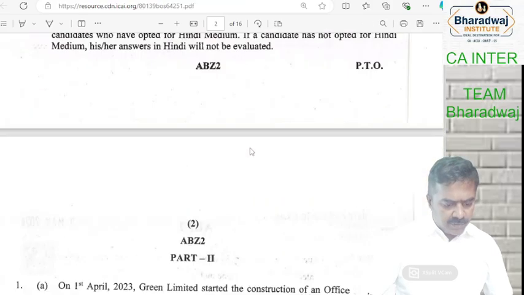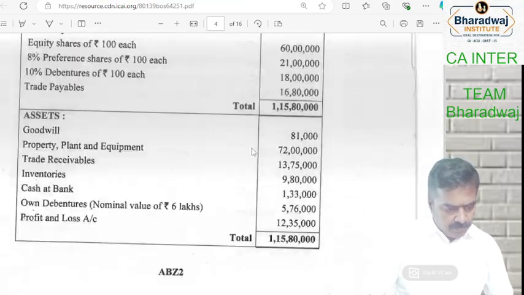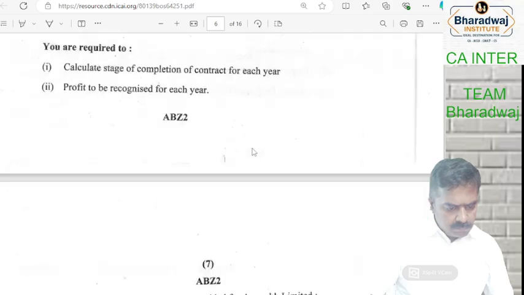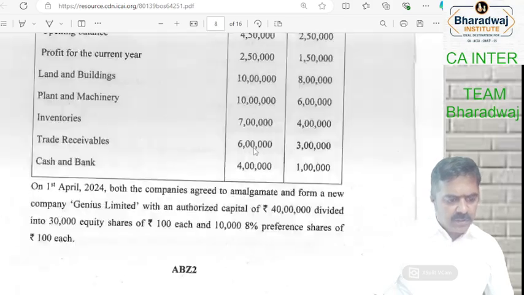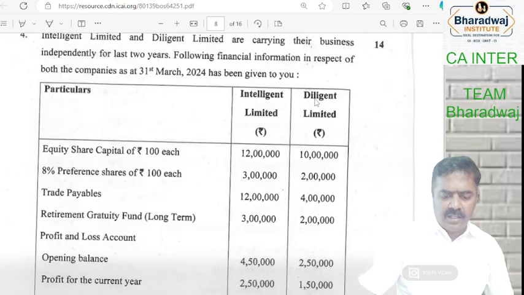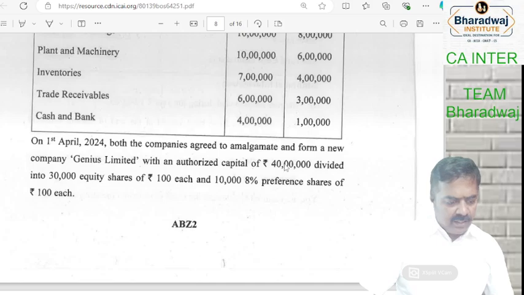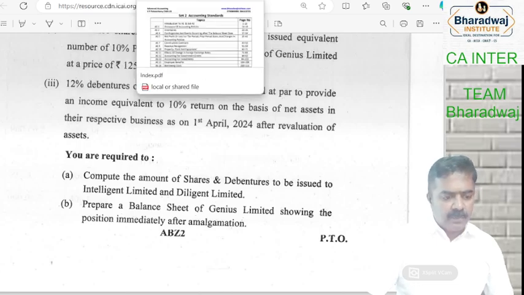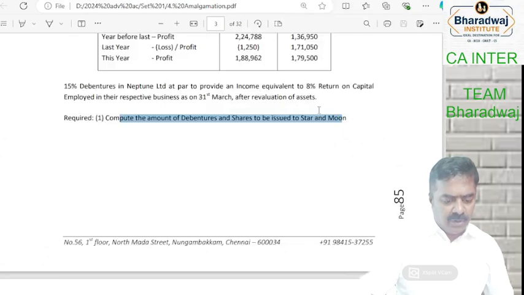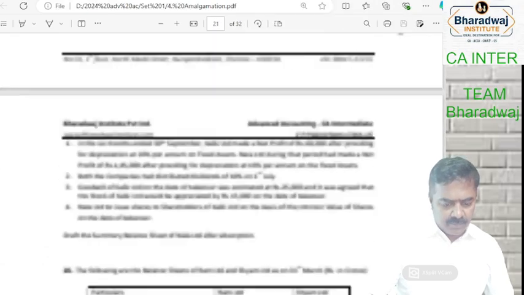If you look at the question also, the question name is changing: Intelligent Limited and Diligent Limited. They would have given various balances. Look at this: compute the amount of shares and debentures to be issued to Intelligent Limited and Diligent Limited. Prepare the balance sheet. Don't worry, we would have done a question based on that.